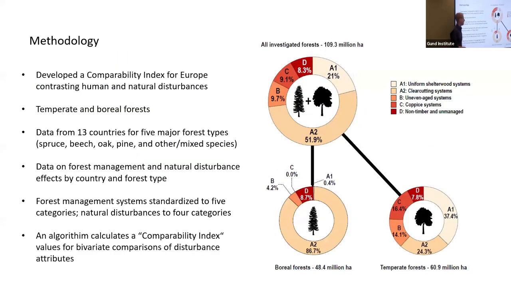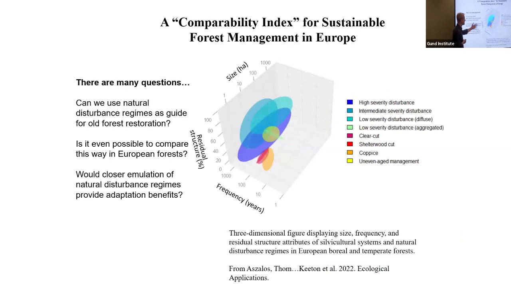We compared those forest management effects with the effects of natural disturbances, again, to try to figure out how far off these natural processes were from the way we manage forests. We did this for 5 different forest types across Europe. And we developed this thing, the comparability index, that is now meant to guide this kind of restoration forestry in Europe.